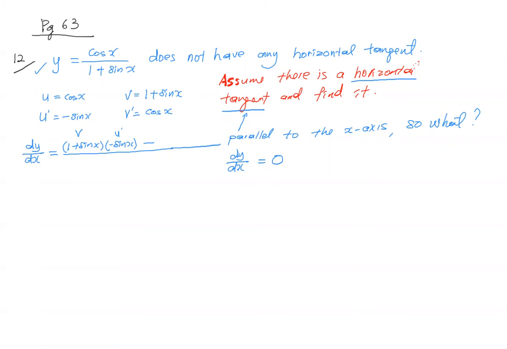Take away. U prime V. Tell me. Cos x. Divide V squared, 1 plus sin x whole square. Okay, so now I expand.